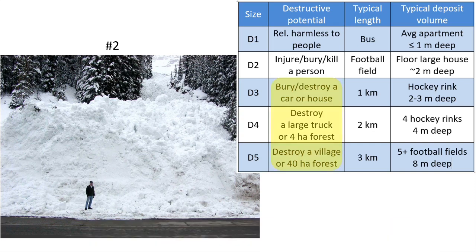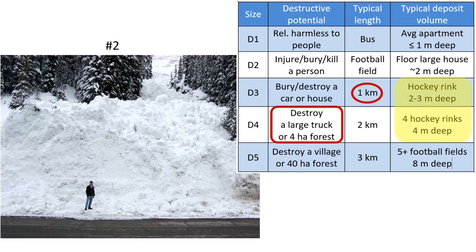This avalanche could easily destroy a car or wood frame house. Also, it could destroy a large truck, but not a village or 40 hectares of forest. In Google Earth, I measured the avalanche to be about 1.4 kilometers long, but looking towards the start zone in the background of this photo, I would have estimated the length to be about 1 kilometer.